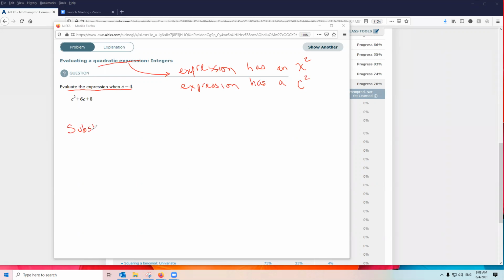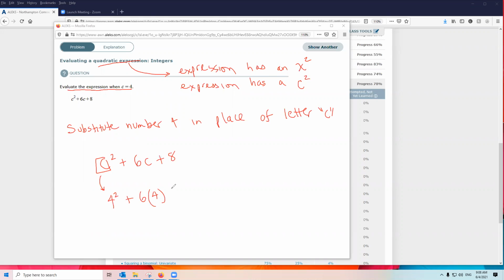All that really is asking you to do is substitute the number 4 in place of the letter c and then work this out. I'll have to follow order of operations. So I'm going to replace this letter c with a 4. That's going to be 4 squared plus 6 times 4 plus 8. So anywhere I saw c, I replace it with the number 4. Now I've got to follow order of operations.